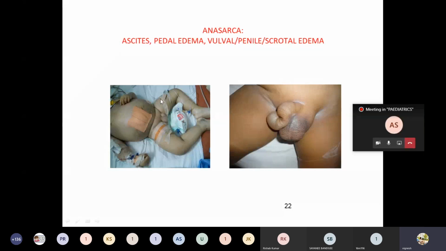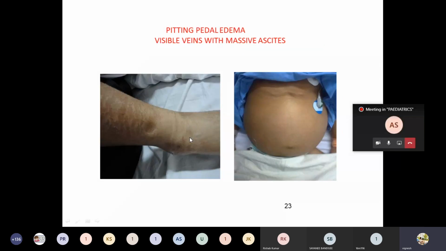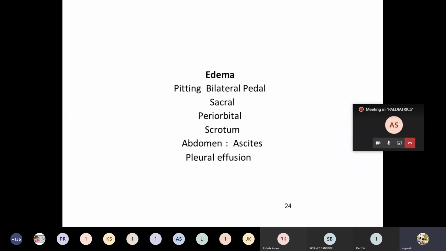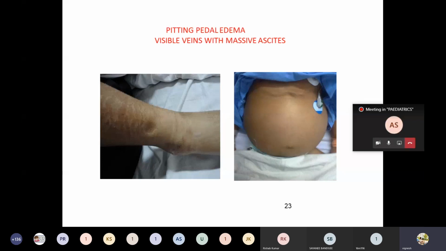This is a feature of ascites. You can see here the whole abdomen is full, tensed up. And even the lower limb also has edema, and the penile scrotal edema. These are the edemas you'll see as the disease progresses. This is a beautiful picture showing you: if you press the medial aspect just above the malleolus, you will see there is a pitting edema. You can see here this is a pitting edema.